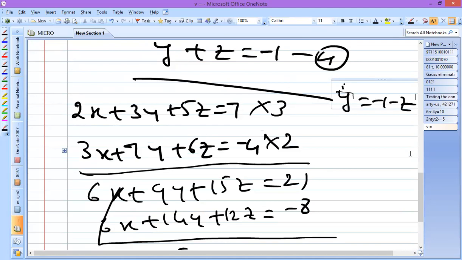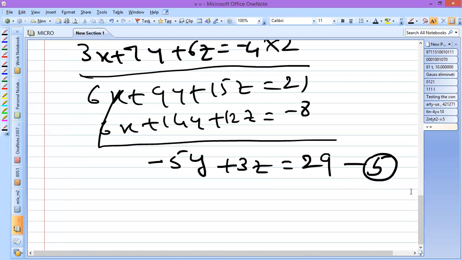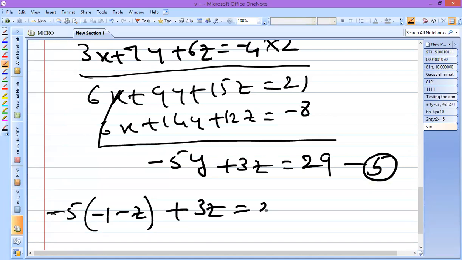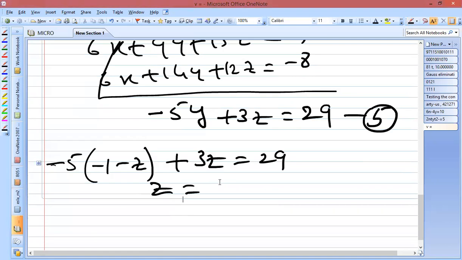Substitute y as -1 minus z in equation number 5 and get the value of z. So y is expressed as -1 minus z. Here it will result in 5 plus 5z plus 3z is equal to 29. Simplify, what answer will you get for z?